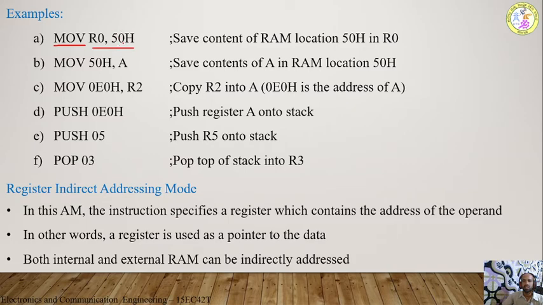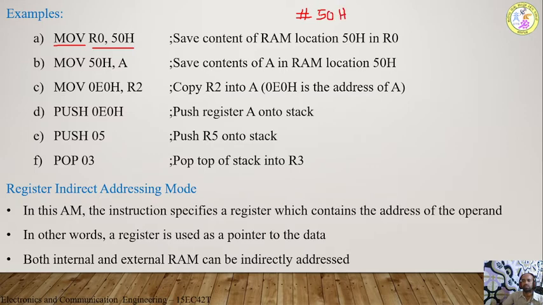Now 50H is not a data. Why it is not data? Because it is not preceded by hash symbol. Instead of writing 50H, if I write hash 50H, then this is taken as a data.